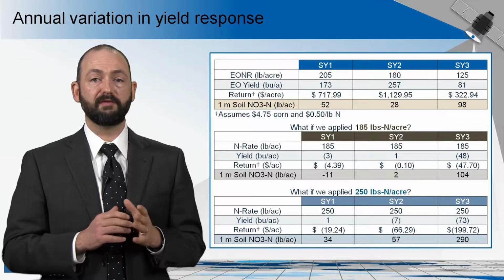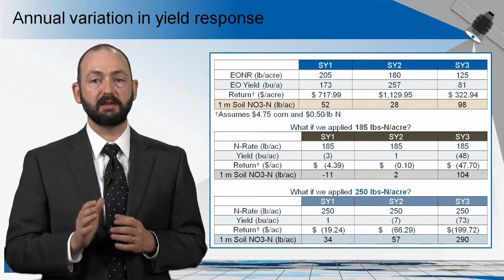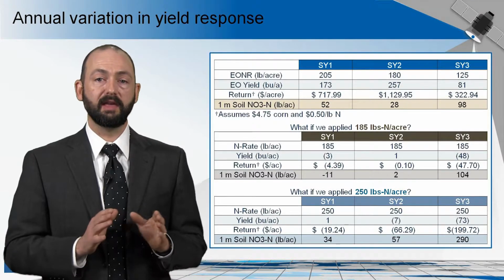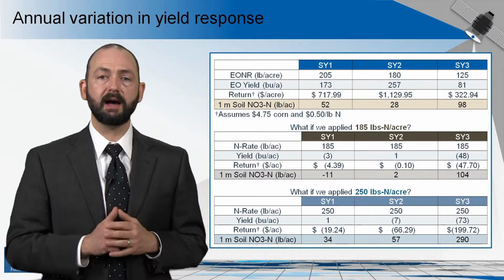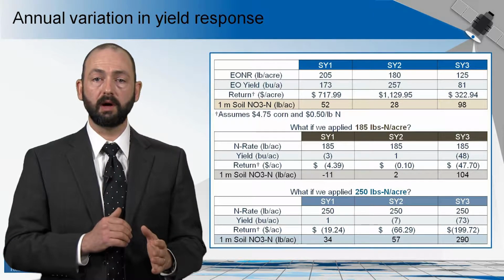So if we applied 150 pounds of nitrogen per acre, we'd be doing all right in site year 1 and 2, but in site year 3, we're really blowing it up. And then if we said, well, I'm going to fertilize for that high yielding year, I'm going to put 250 pounds of nitrogen per acre down. Again, we're doing all right in site year 1 and site year 2.